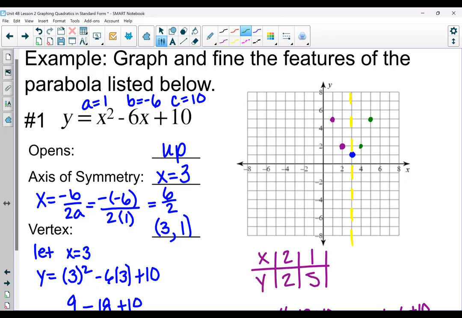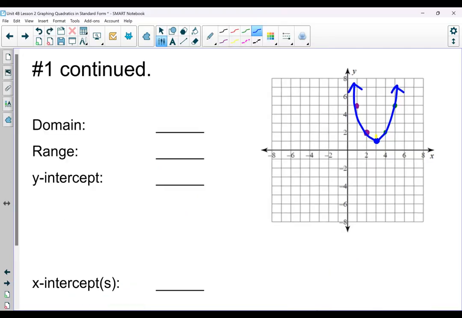So now that we have 5 points, we can erase that axis of symmetry because it's not an actual part of our graph, and connect our points in that U parabola shape. We've already found some features that we're asked to find. For example, we have that it opens up, we have the axis of symmetry, we have the vertex. But we can use our graph to find all of the other features that we're asked about parabolas.